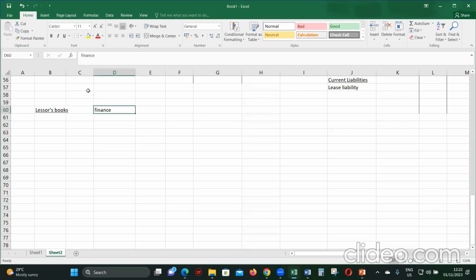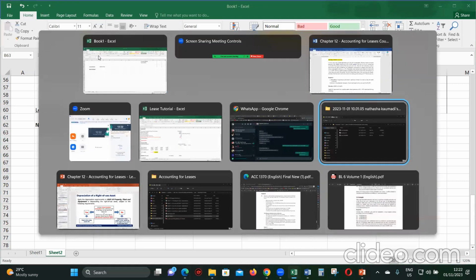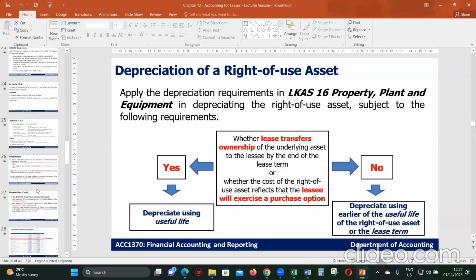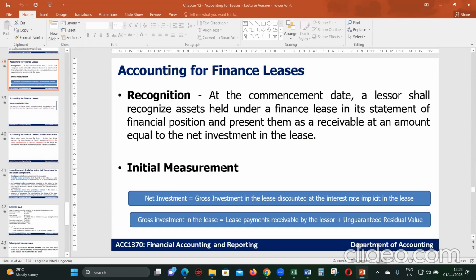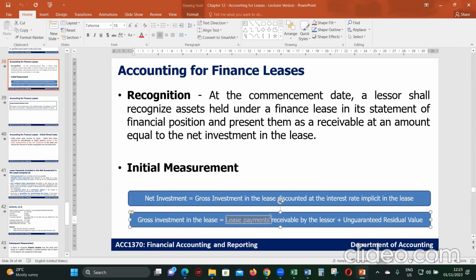Now, in that case, if it is a finance lease, you need to identify net investment. Right, let's go to the slides again. What is this? Net investments. Now, if you go to your slide number 38, we have discussed net investment and gross investment. Okay, first come to gross investment. What do you mean by gross investment in the lease? Gross investment in the lease means all lease payments you considered plus unguaranteed residual value.